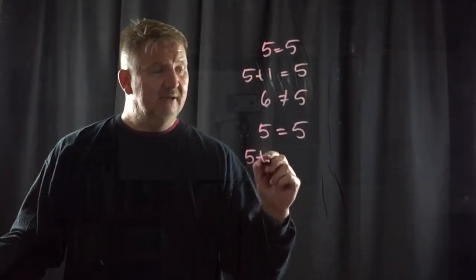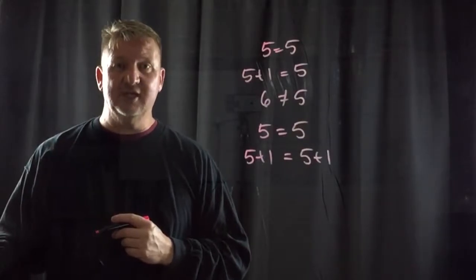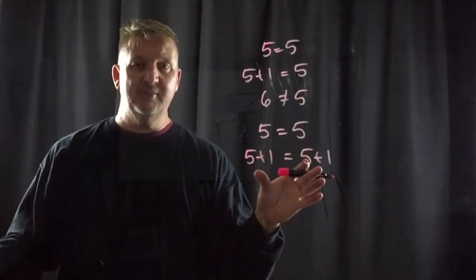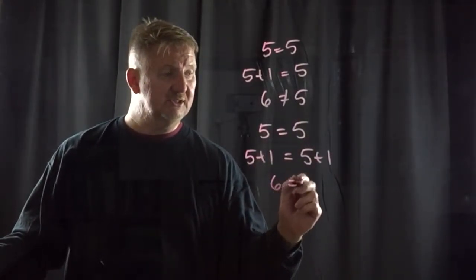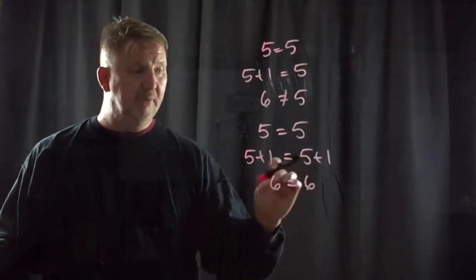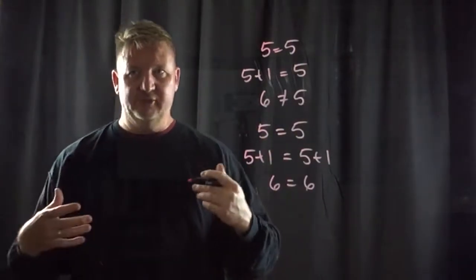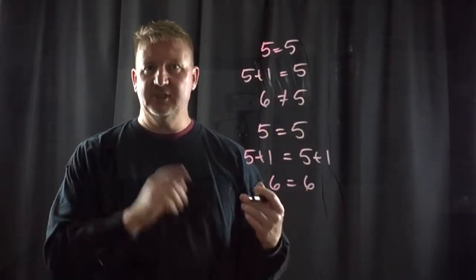So if I add 1 to this side, I need to add 1 to the other side of the equal sign for it to remain balanced. 5 plus 1 is 6, 5 plus 1 is 6, and I have equality. Okay? Both sides are still equal. That's the idea here behind solving subtraction equations. Okay, so let me give you an example.